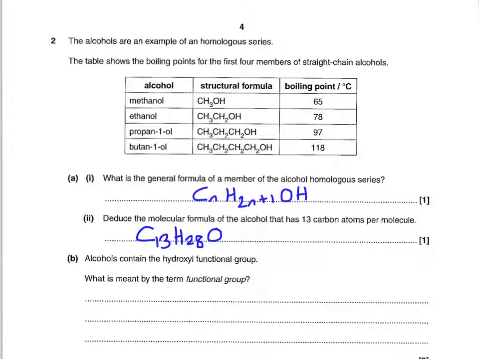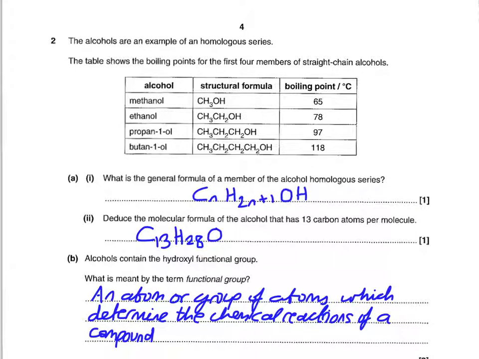So something along the lines of this would be fine. An atom or group of atoms which determines or controls somehow the chemical reactions or properties, chemical properties that is, of a compound. So let's move the page down a bit.